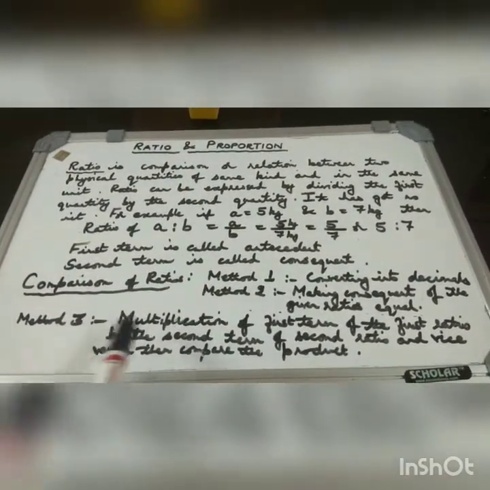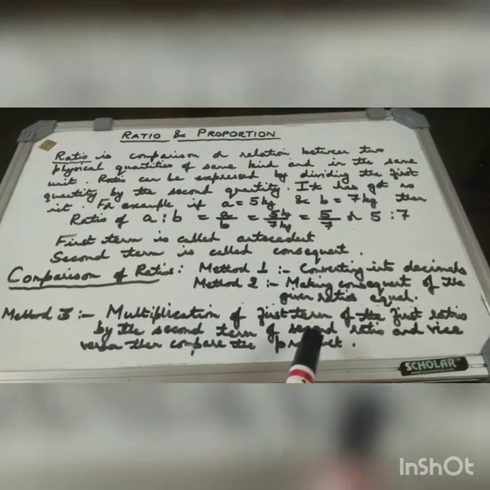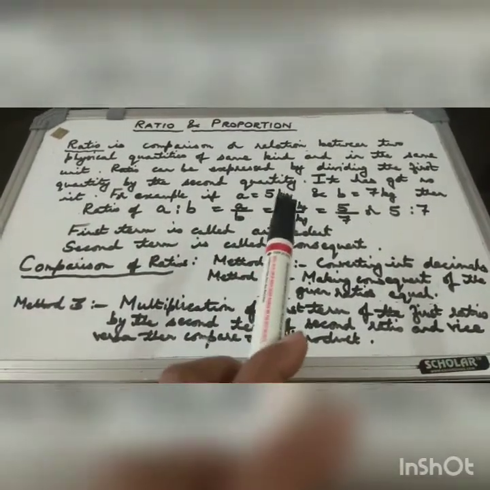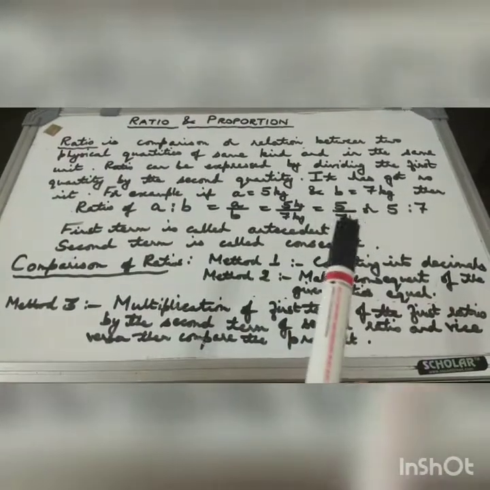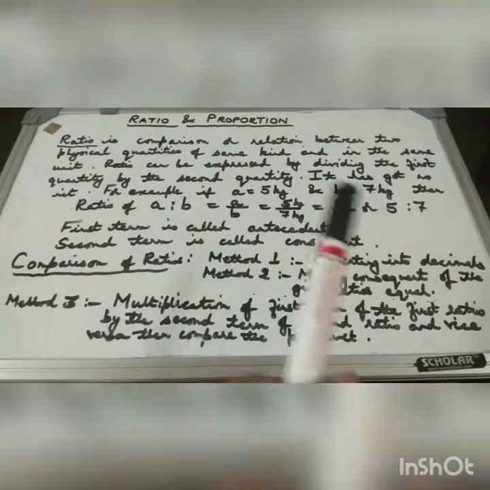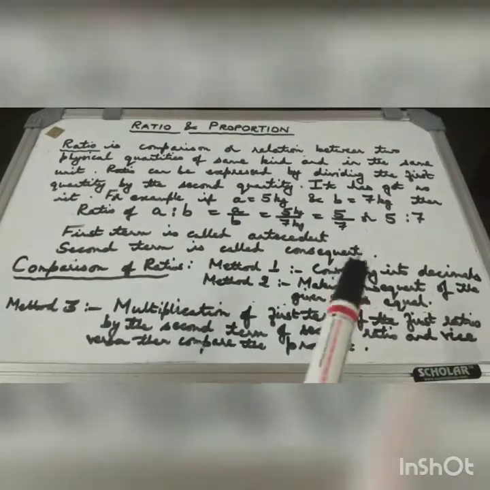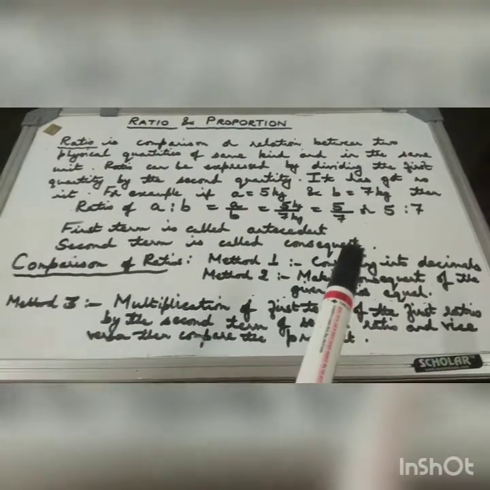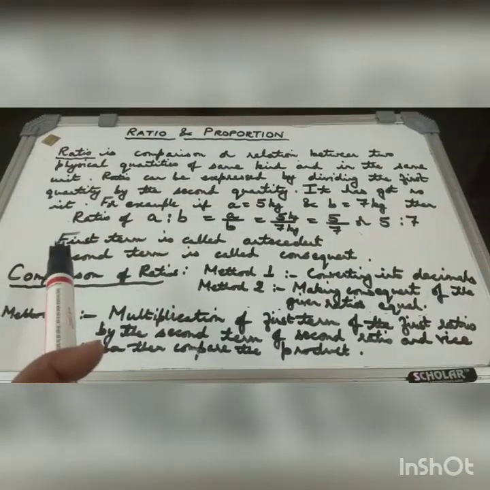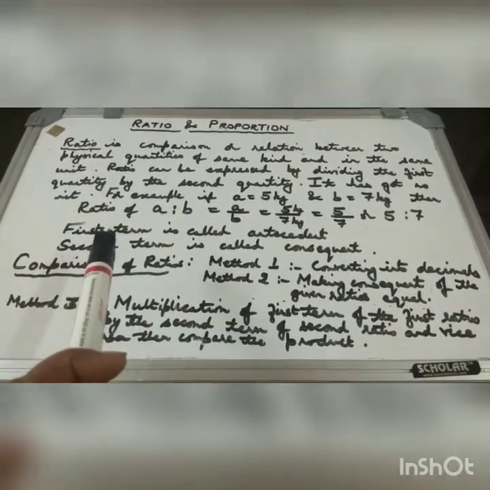Now, method 3. Multiplication of first term of the first ratio by the second term of the second ratio, and vice versa, and then compare the product. This is just like the cross multiplication method. That is, two ratios are there, you multiply this into this and this into this, and then whatever values you are getting on left hand side and right hand side, whichever value is greater is said to be the greater ratio. These are the three basic methods. We'll be making use of it in the exercise.